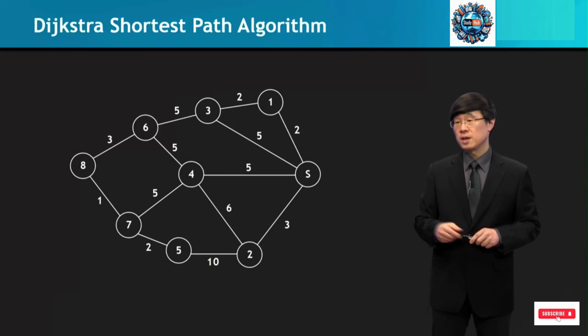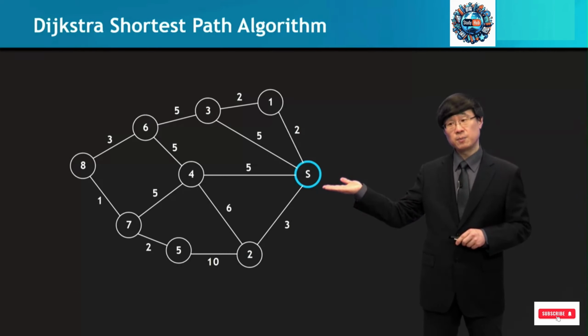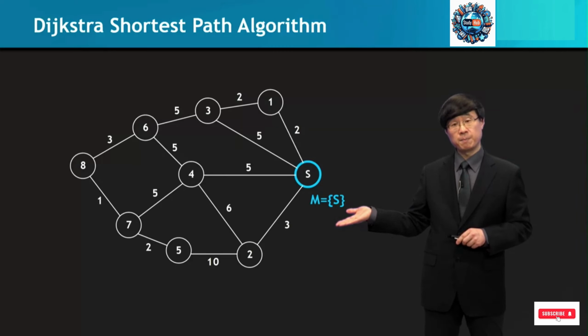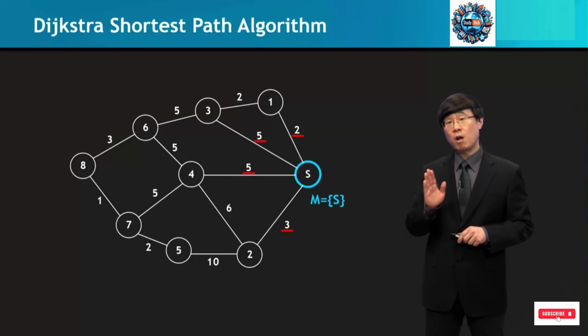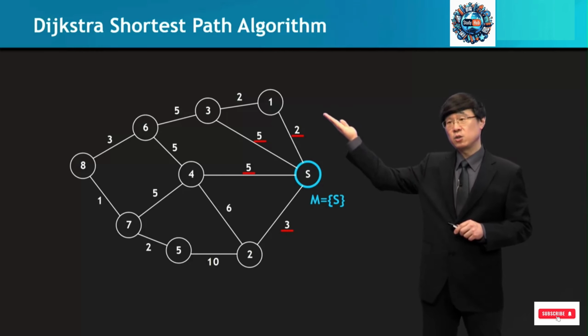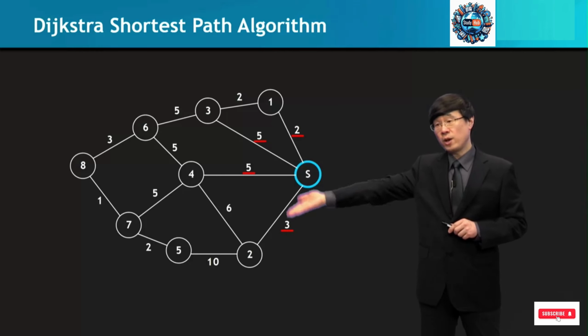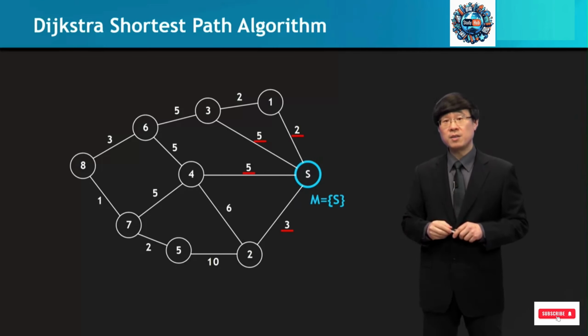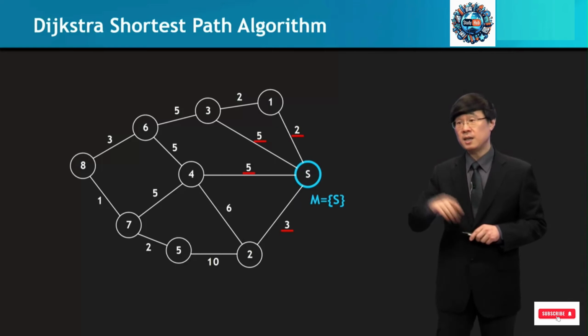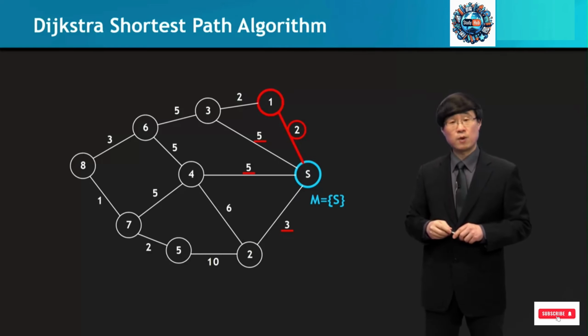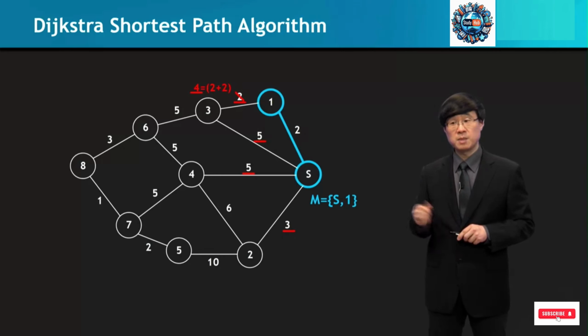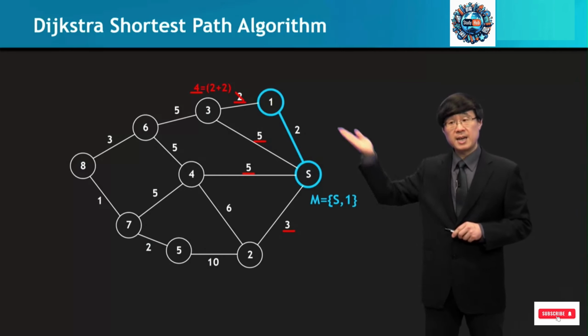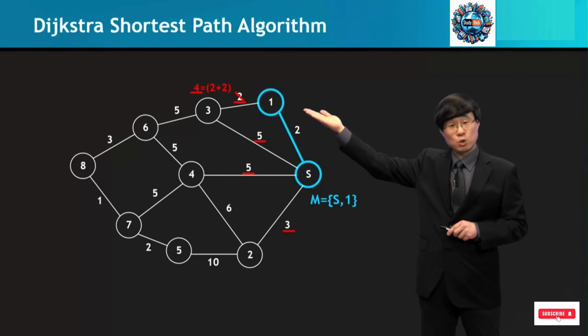For this network, this node S is my node, and that's why I'm the only one that's included in the set M. I'm going to compare all one-hop connections that connect to nodes 1, 3, 4, and 2, and the link cost values are 2, 5, 5, and 3. Among these, the minimum one is 2. So therefore, I select it. And it becomes a member of set M, and now it is connected to my shortest path tree.